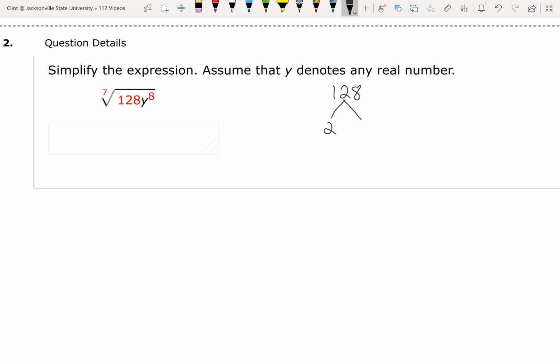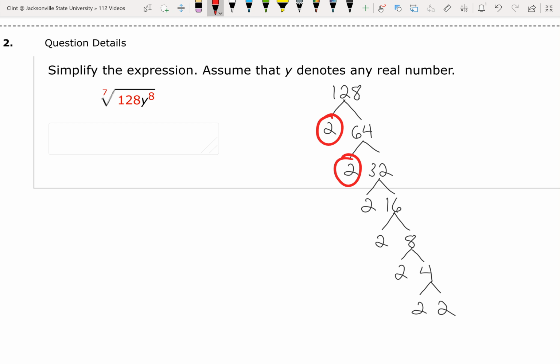Okay, so 128, if we divide that by 2, 2 times 64. 64 is 2 times 32. 32 is 2 times 16. We're going to have a bunch of 2's here. 16 is 2 times 8. 8 is 2 times 4. And 4 is 2 times 2. So how many of these do we have? Well, let's see. We've got 1, 2, 3, 4, 5, 6, exactly 7 2's. So we can rewrite 128 as 2 to the 7th power.